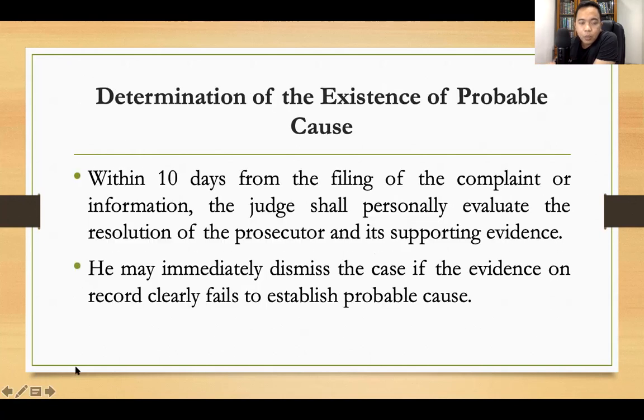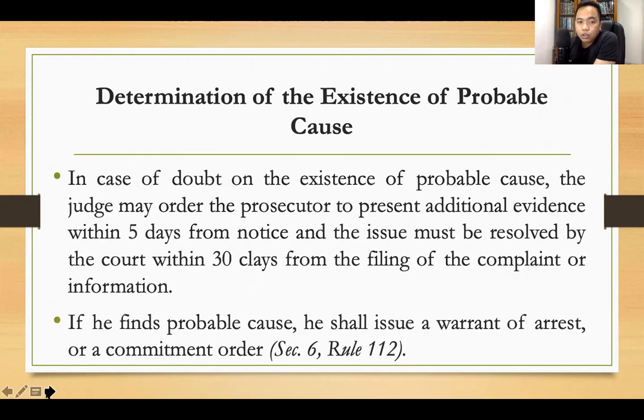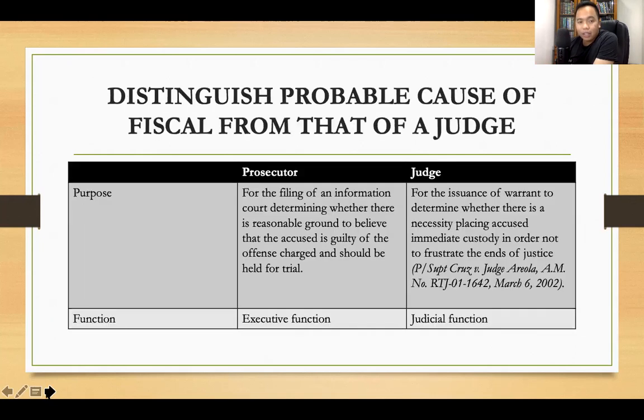Now, within 10 days from the filing of the complaint or information, the judge shall personally evaluate the resolution of the prosecutor and its supporting evidence, and he may immediately dismiss the case if the evidence on record clearly fails to establish probable cause. In case of doubt in the existence of probable cause, the judge may order the prosecutor to present additional evidence within 5 days from notice, and that issue must be resolved within 30 days from the filing of the complaint or information. If he finds probable cause, he shall issue a warrant of arrest or a commitment order in case the accused had already been detained. Okay.